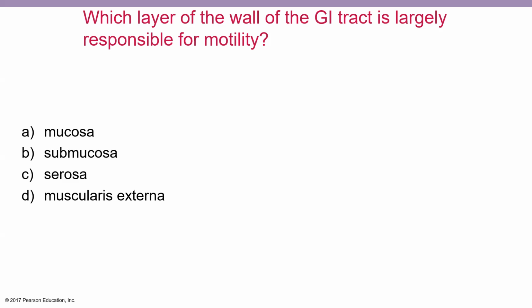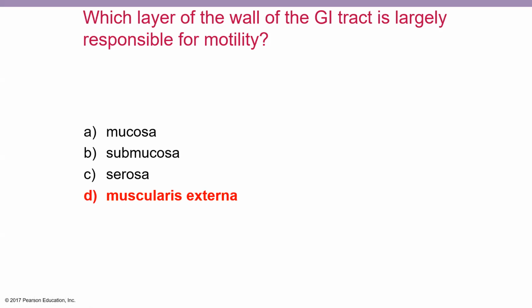Okay, which layer of the wall of the GI tract is largely responsible for motility? And so this is going to be the muscular layer. So the muscularis externa, that thick, smooth muscle layer, which is the third layer out. So we have mucosa, submucosa, muscularis externa, and then serosa. So that thick muscular layer is largely responsible for the motility of the GI, that is the peristalsis and segmentation.